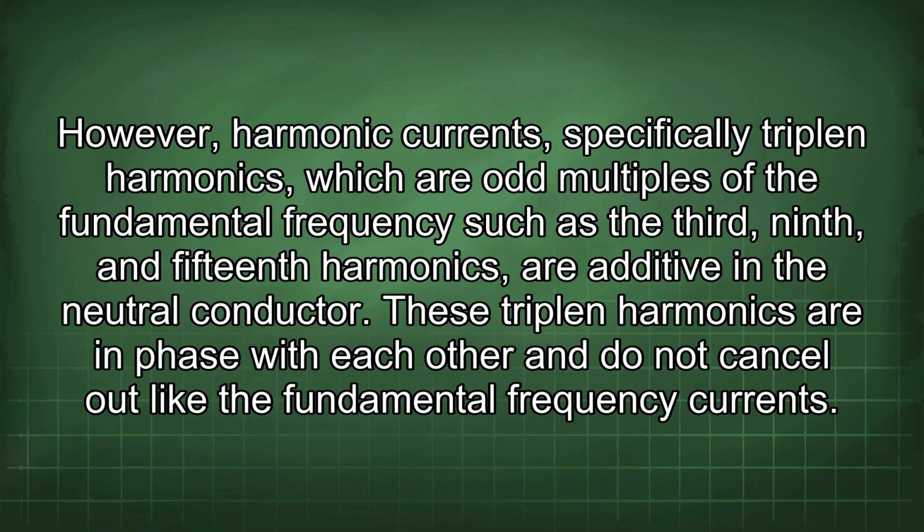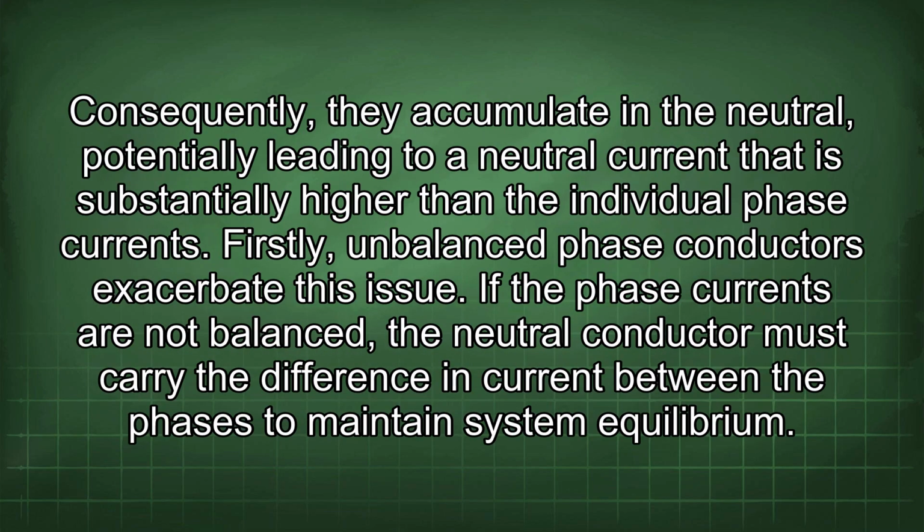However, harmonic currents, specifically triplen harmonics, which are odd multiples of the fundamental frequency such as the third, ninth, and 15th harmonics, are additive in the neutral conductor. These triplen harmonics are in phase with each other and do not cancel out like the fundamental frequency currents. Consequently, they accumulate in the neutral, potentially leading to a neutral current that is substantially higher than the individual phase currents.